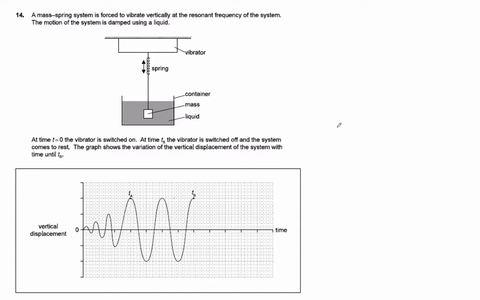A mass spring system is forced to vibrate vertically at the resonant frequency of the system. The motion of the system is damped using a liquid. Okay, so this vibrator goes up and down, and the spring allows this thing to oscillate. At time 0, the vibrator is switched on. At time TB, the vibrator is switched off and the system comes to rest. The graph shows the variation of the vertical displacement of the system until time TB.